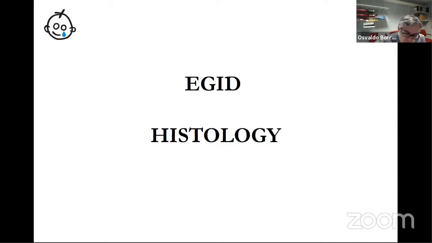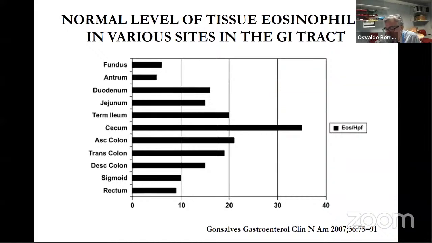So we now address the issue regarding the histology. At the moment, the histology is still a significant matter of debate. These are normal values in children regarding the eosinophilia.